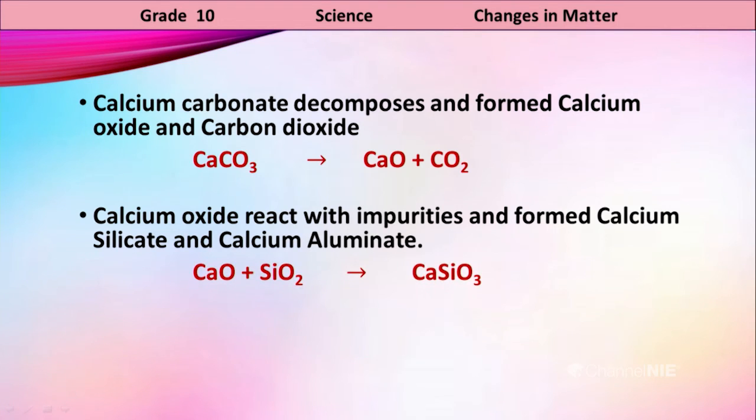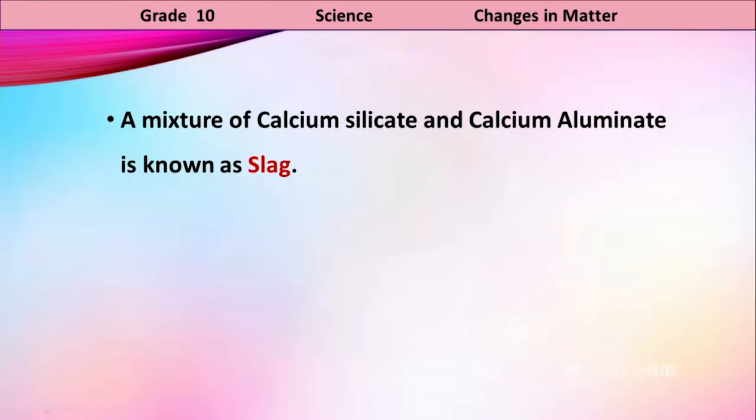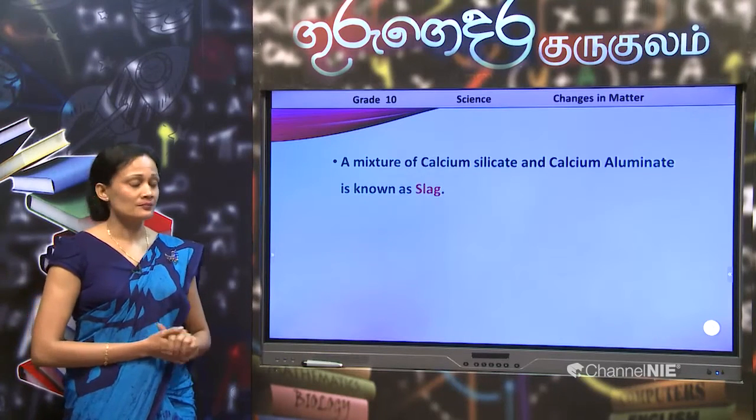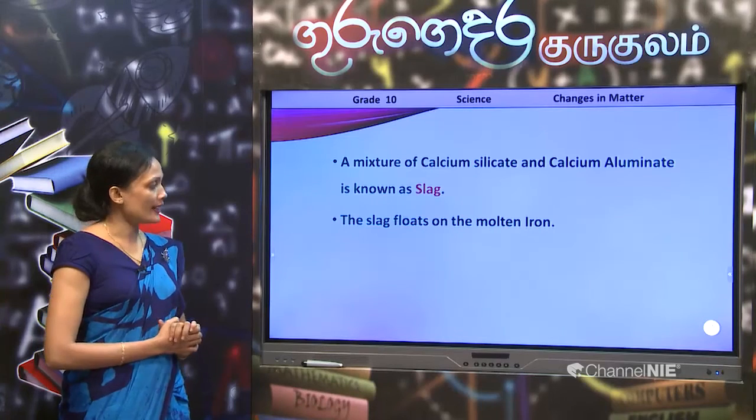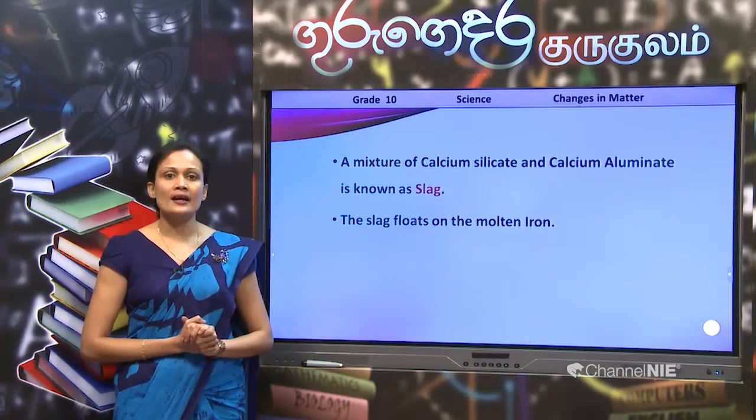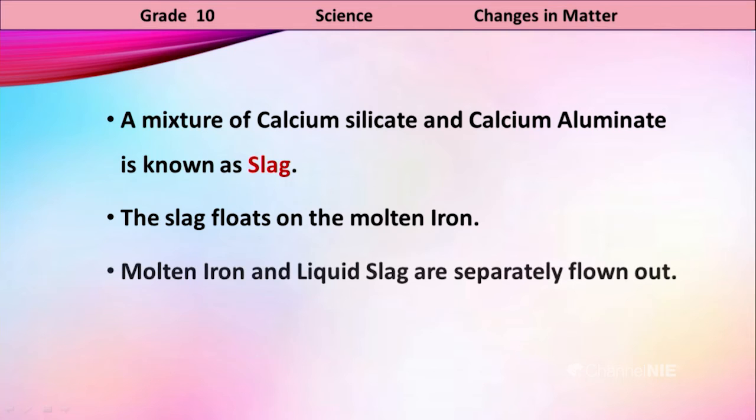Look at this one. Calcium oxide reacts with silica and forms calcium silicate. Calcium oxide reacts with alumina and forms calcium aluminate. The mixture of calcium silicate and calcium aluminate we consider as slag. The slag floats on the molten iron. And the molten iron and liquid slag we separate from the bottom of the blast furnace.